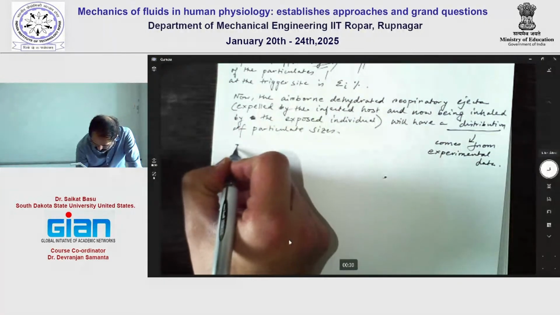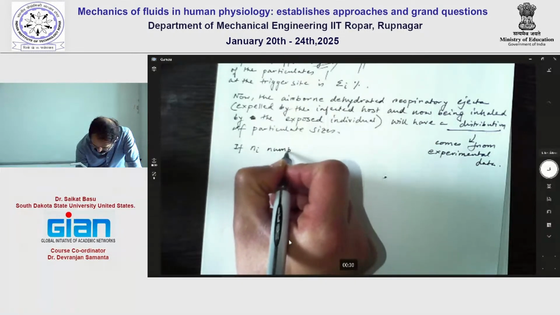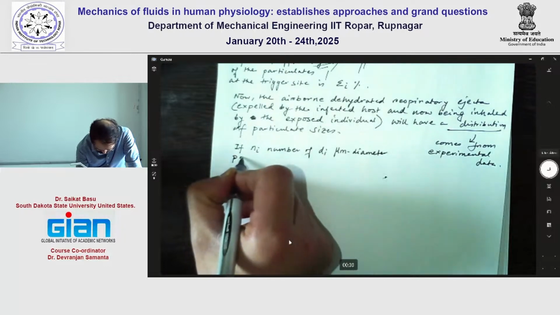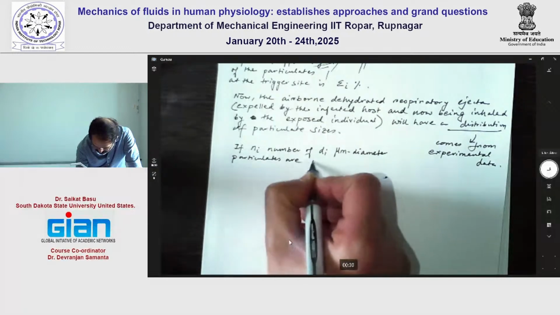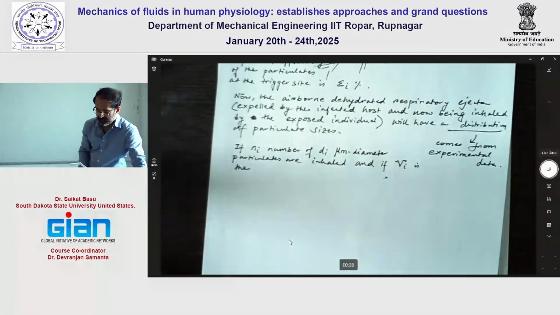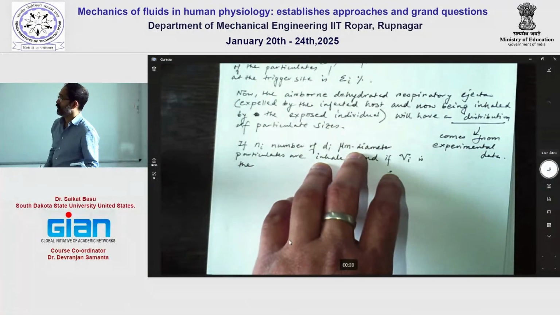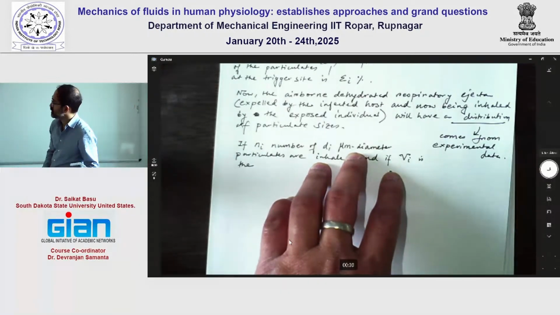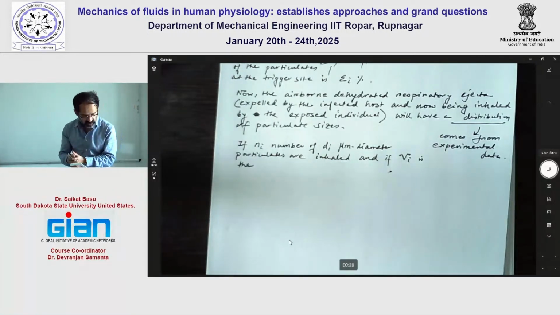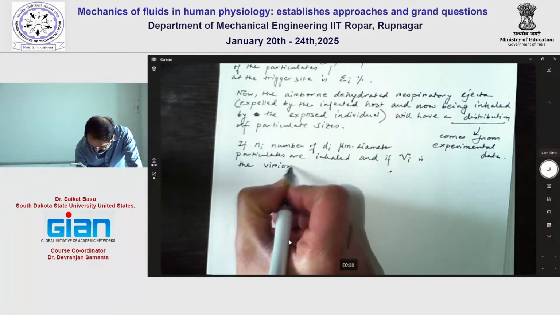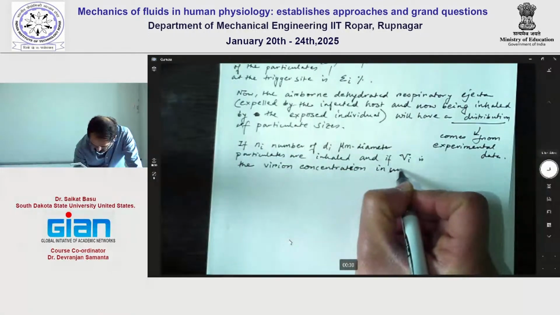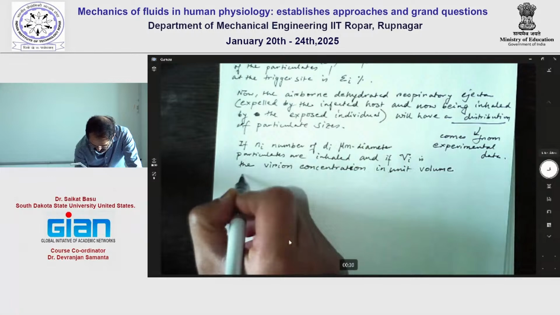So, if Ni number of di micron diameter particulates are inhaled, and coming to the next piece, if Vi is the virion concentration. So for this write-up, I'm talking about virus transmission. You can think of other pathogens. You can think of, for example, bacteria as well. The mechanics-based in silico approach that we are propounding here should be valid there too. But let's assume that we are looking at viruses, and if Vi is the virion concentration in unit volume of these particulates.